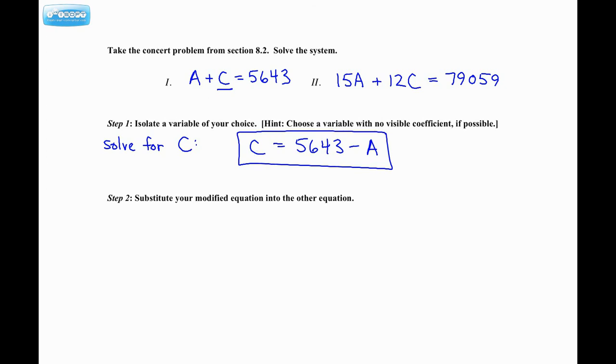All right, next, step 2. Substitute your modified equation, that's this one, into the other equation. So the other equation is this one. Okay, it's the one we haven't touched yet.